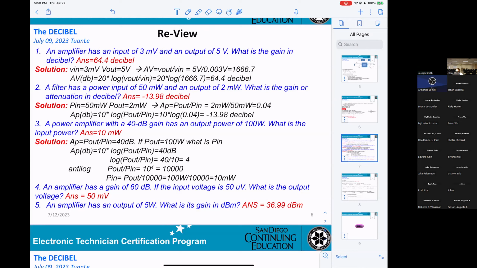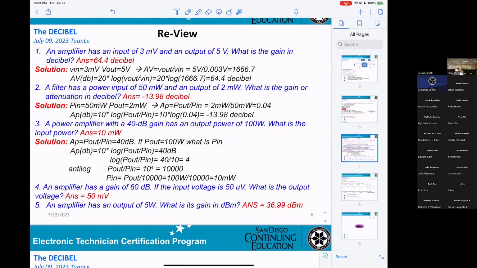Number 2, the filter has power input 50 milliwatts and output 2 milliwatts. What is the gain or attenuation in decibel? That means either the gain or the loss. Okay, loss means attenuation. So you can do the same as number 1, and you get minus 13.98 dB.